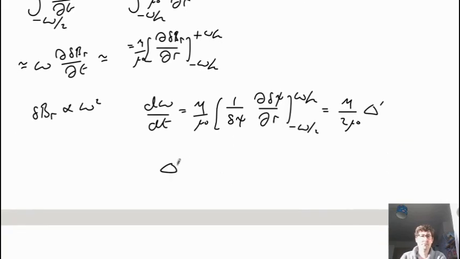And so if delta prime is bigger than 0, then dw by dt is greater than 0, and the magnetic island grows. If delta prime is less than 0, then it shrinks. In real tokamaks, you have neoclassical effects as well. So there's a bootstrap current term which is added onto this, which tends to drive magnetic islands unstable.